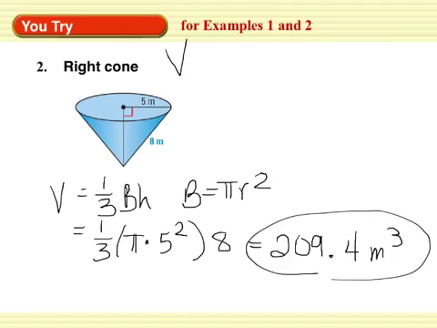Alright, I got 209.4 meters cubed. The book says 163.49. I've checked it quite a few times, and I'm not sure what would have been wrong to get that, so I think we're good. Yeah, I can't imagine what I would have done wrong. It's a pretty simple problem.